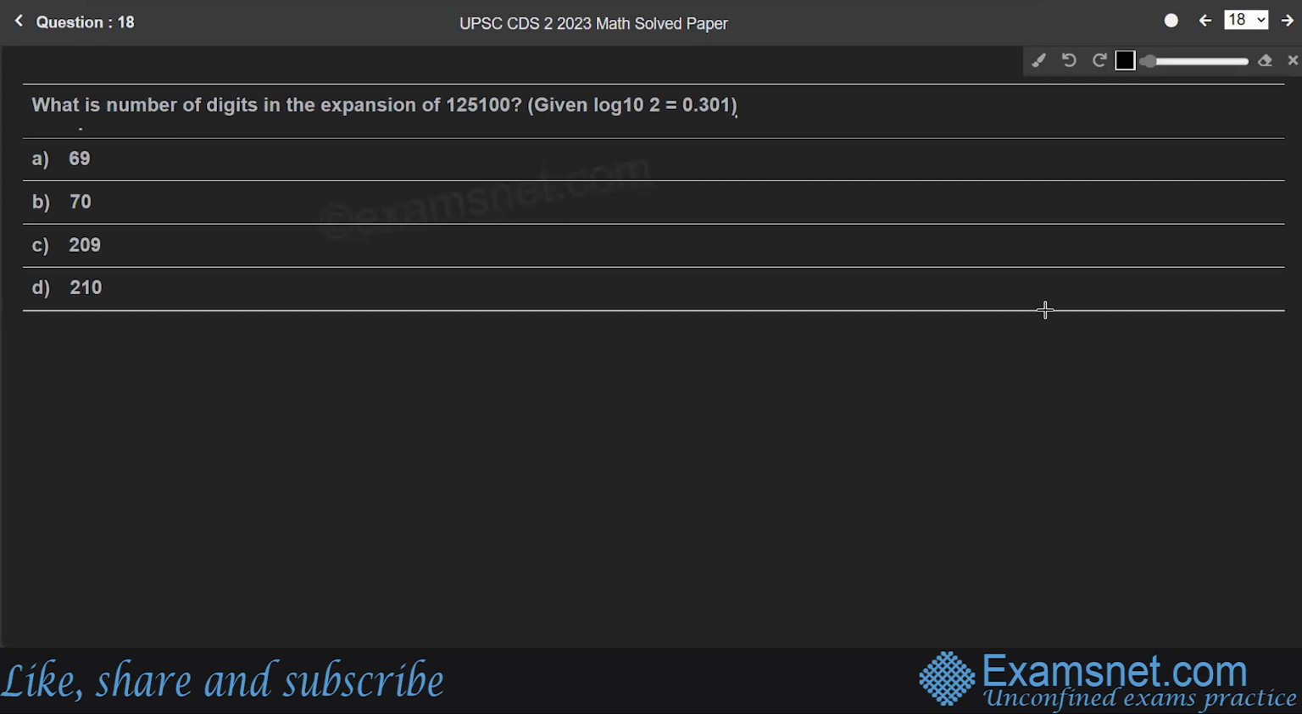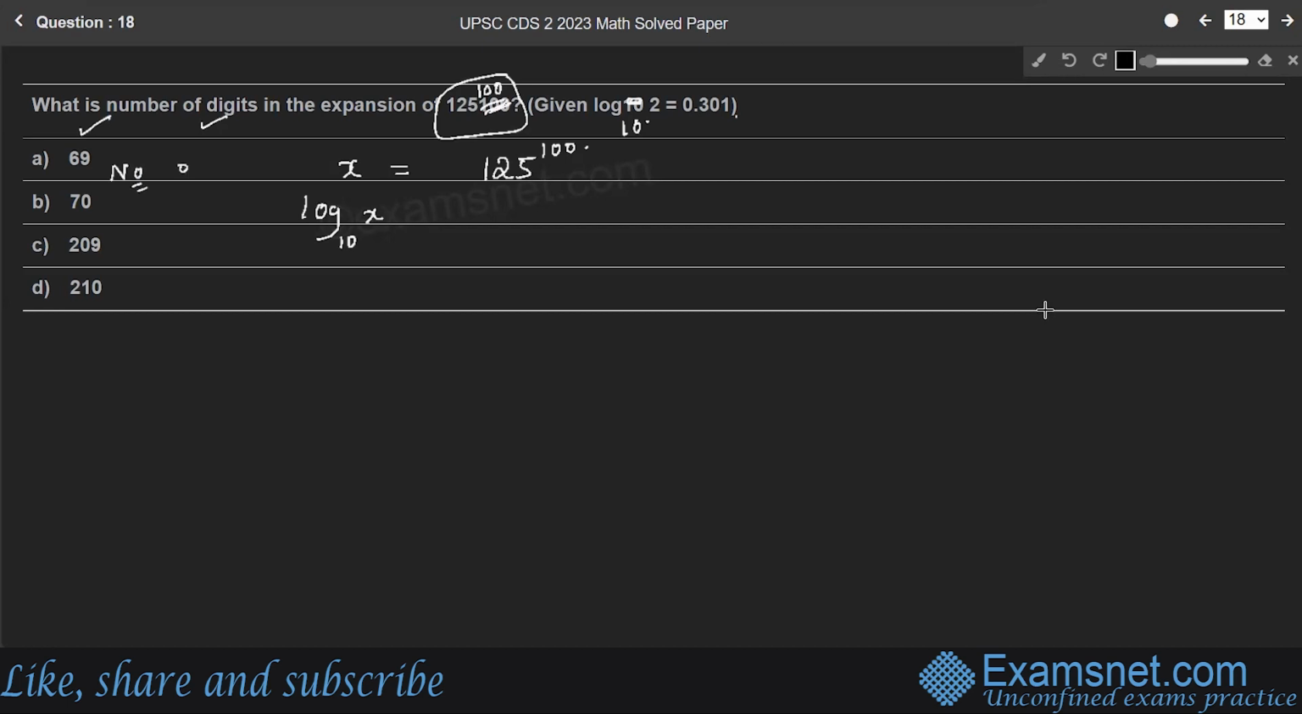Question 18. What is the number of digits in the expansion of 125 raised to 100? So the number is 125 raised to 100. Given that log 2 to the base 10 is 0.301, right? So here we need to find the number of digits in the expansion of the given number, right? So if you consider x as the given number, which is 125 to the power 100, its log to the base 10 gives the number of digits in the expansion, right?